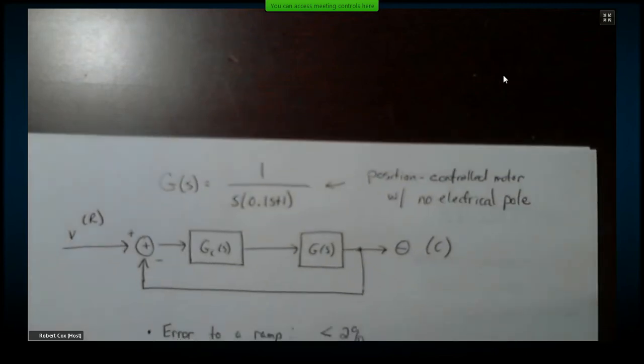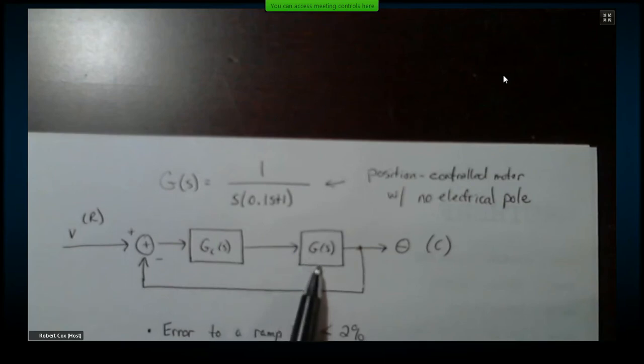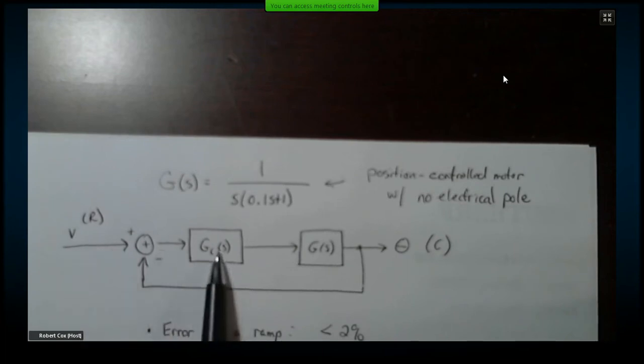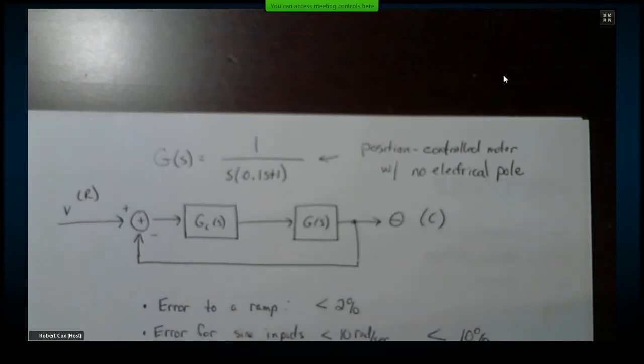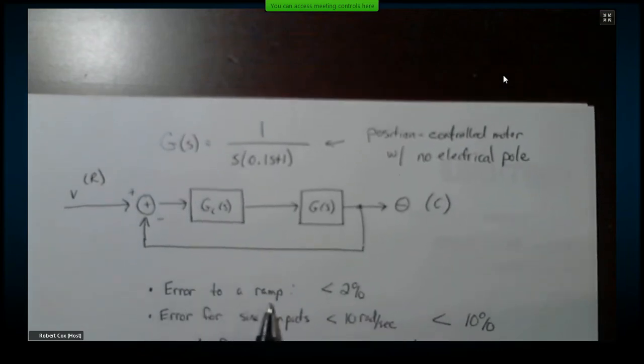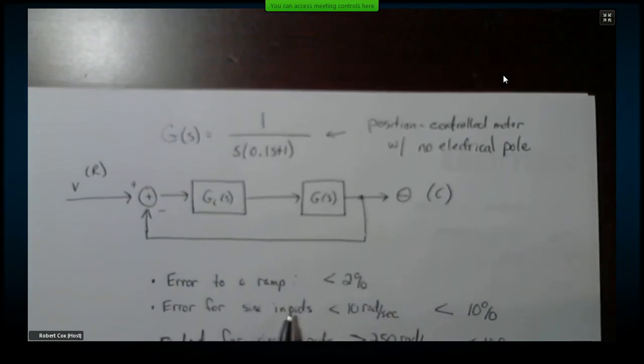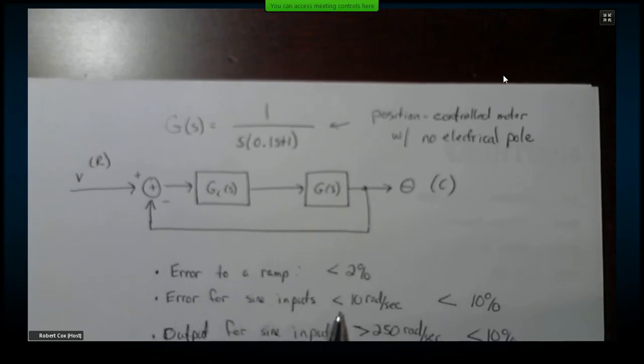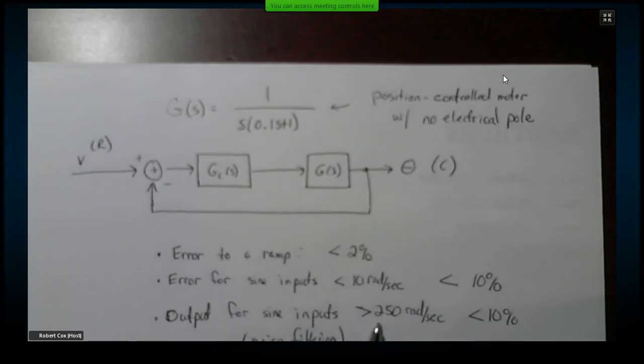All right, so I put that guy in a feedback loop here. Unity feedback, I can always make unity feedback, right? That would just put something out in front right here. And I needed to design a compensator GC of S. Now, here's the specs. The error to a ramp has to be less than 2%. The error for sine inputs less than 10 radians per second has to be less than 10%. Output for sine inputs greater than 250 radians per second is less than 10%.